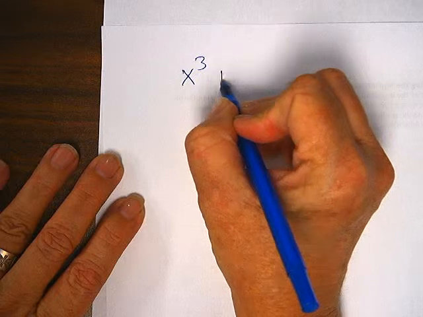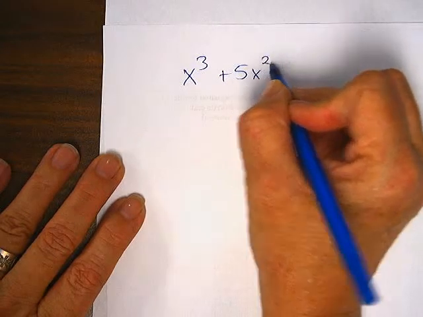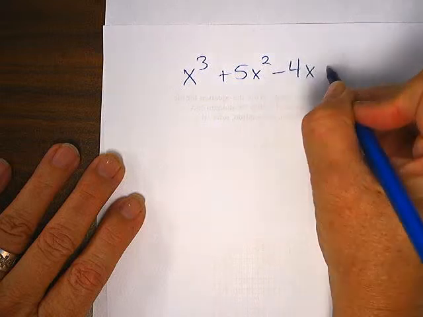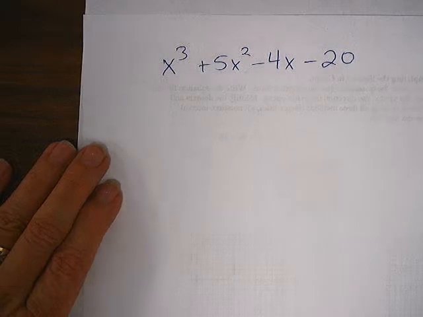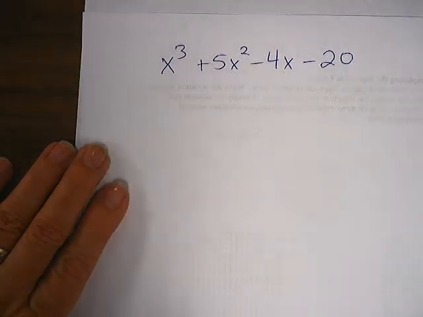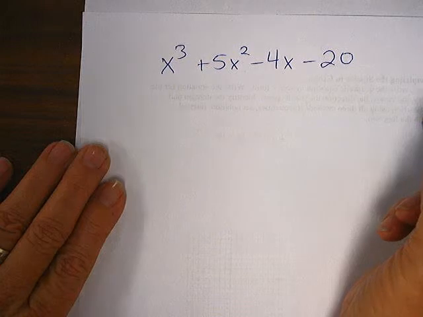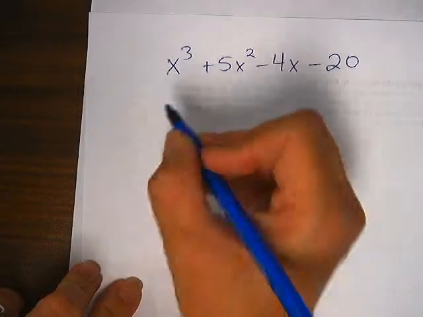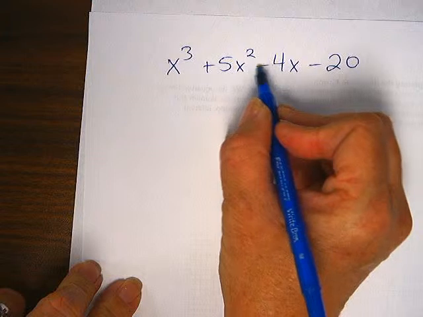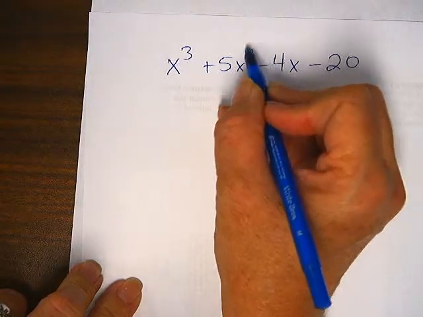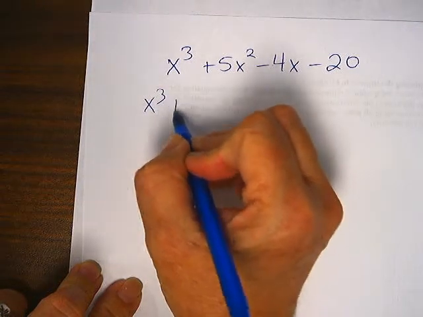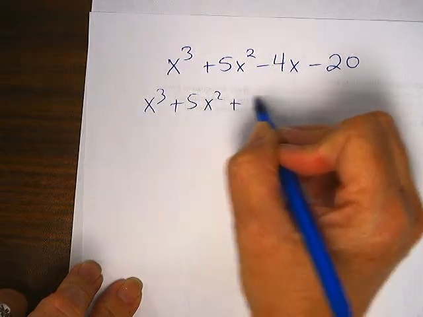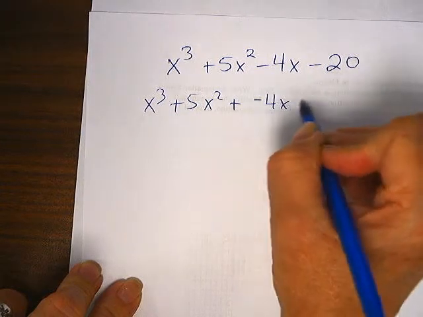Okay, so let's say we have x cubed plus 5x squared minus 4x minus 20. And we want to factor this by using grouping. So again, if you have 4 terms, you definitely would prefer grouping. So we rewrite this because what I need to do is put parentheses around the first 2 and the second 2. So I'm going to have x cubed plus 5x squared plus a negative 4x minus 20.